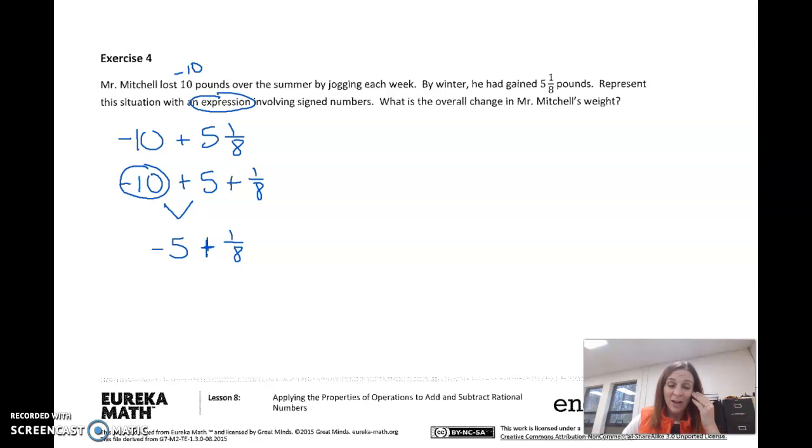Now, some of you in your head can say, you know what? If I'm at a negative 5, think of it on the number line, and I go to the right 1/8, I know I'm at negative 4 7/8 now. Great. If you can do that, I'm cool with that. If you can't, though, remember, different signs subtract. So I'm going to go 5 minus 1/8.